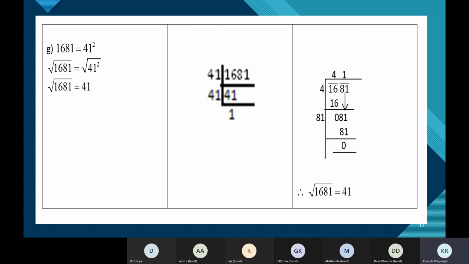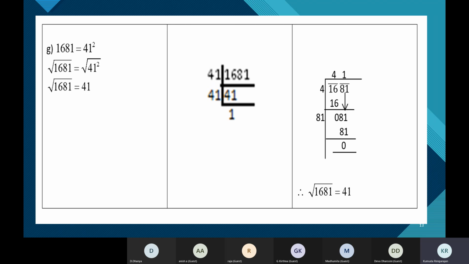40 square is 1600. 40 square means 40 into 40, which is 1600. 50 square is 2500. 50 into 50 is 2500. You just have to find out if it lies between 10 square and 20 square, or between 20 square and 30 square, or between 30 square and 40 square. So that's what you'll have to find out first.